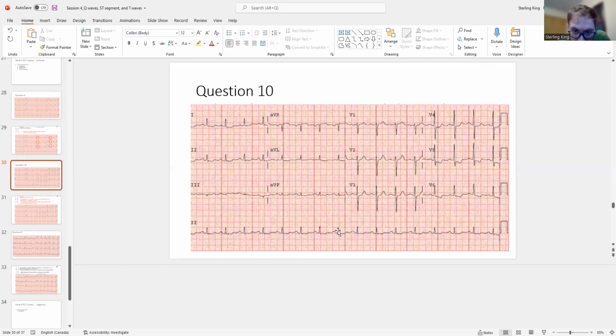So 300, 150, 100. So heart rate 100. Axis, normal. We are looking for axis. Let's look at intervals. PR is less than a box, so looks pretty good. Let's look at QRS, looks pretty narrow, looks good. QT, it looks like probably less than half, so normal intervals.